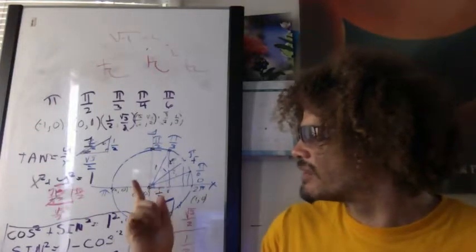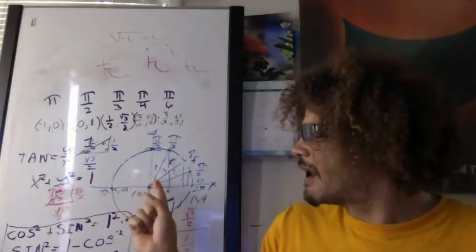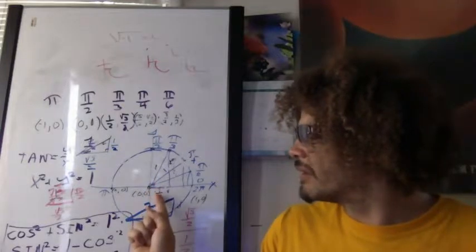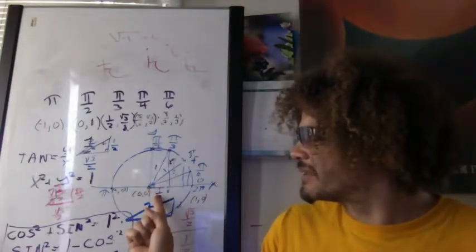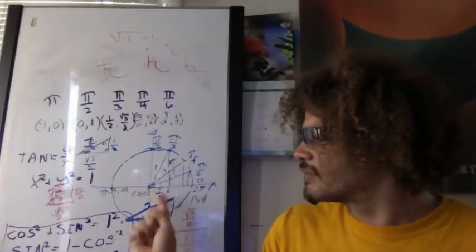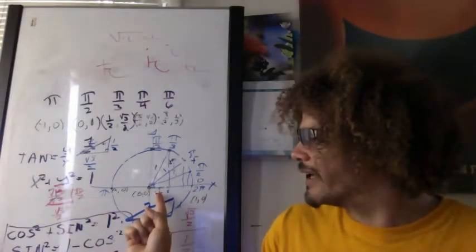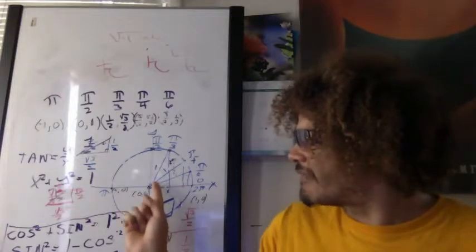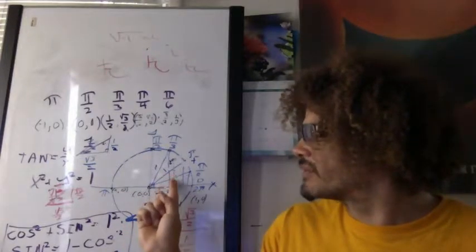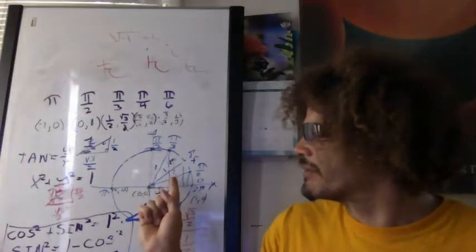Because what's the definition of sine? You need to know what the words mean. Sine is opposite over hypotenuse. Well, the hypotenuse is 1 now, so it doesn't matter. Whatever this is, it's just over 1. So it's a half over 1, which is a half. Square root of 3 over 2 over 1 is just square root of 3 over 2.